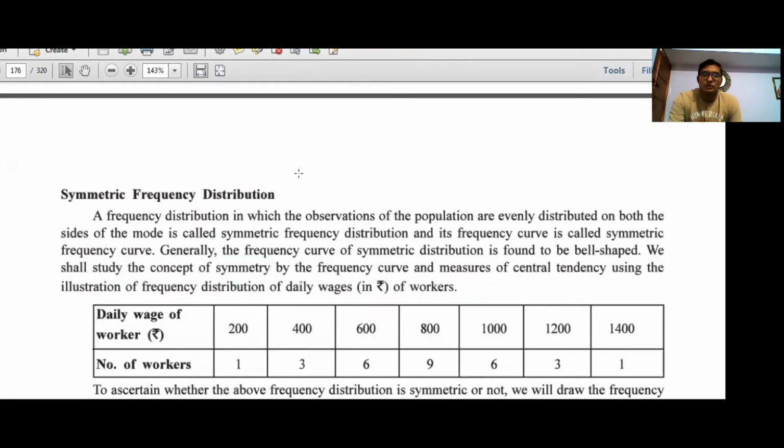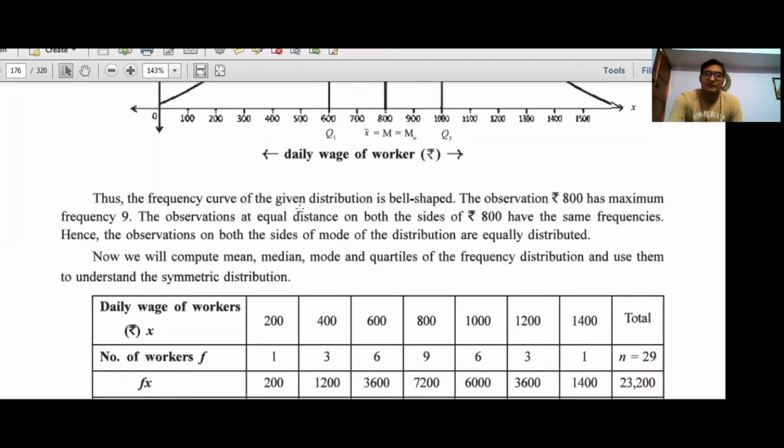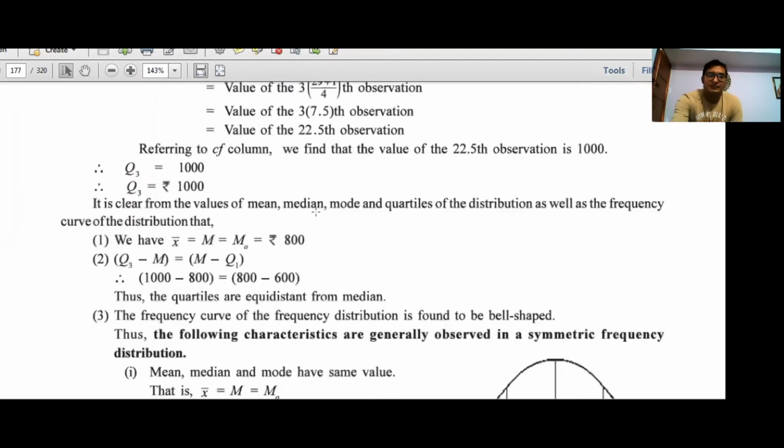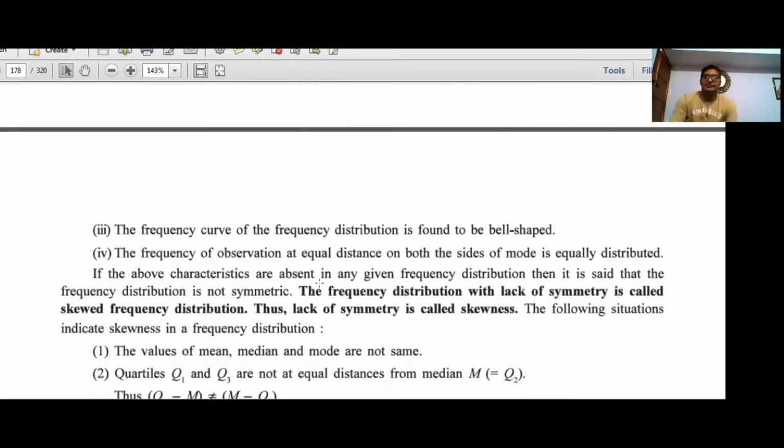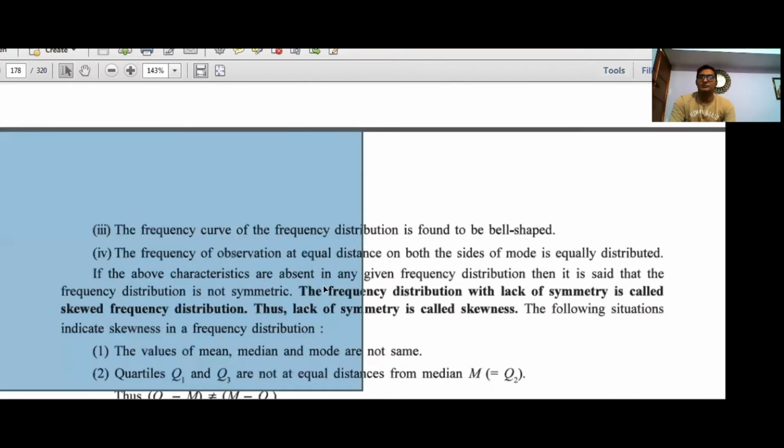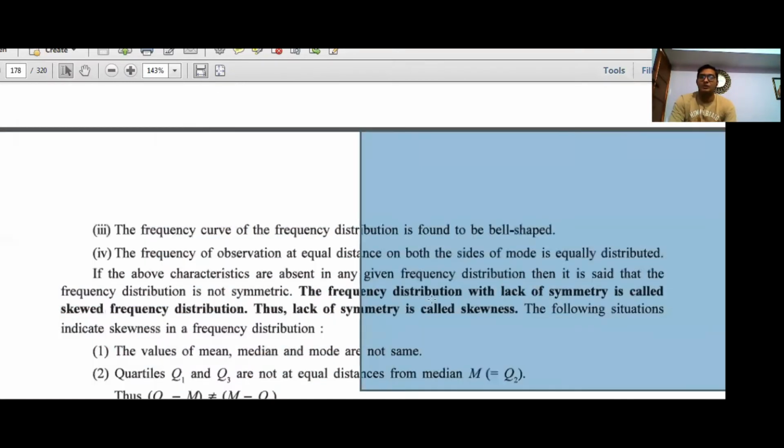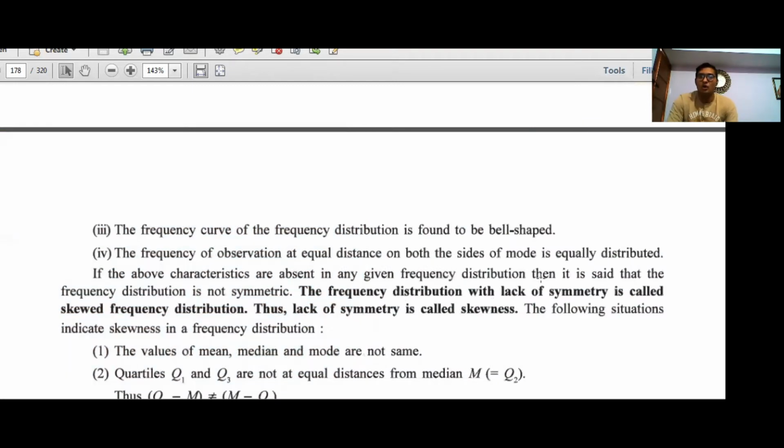Skewness: a frequency distribution with lack of symmetry is called a skewed frequency distribution. Thus, lack of symmetry is called skewness.